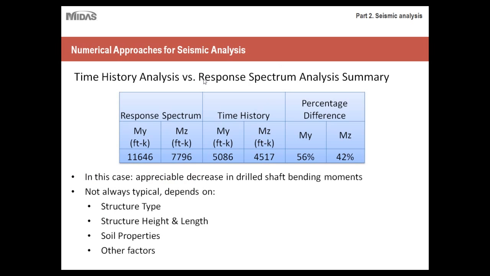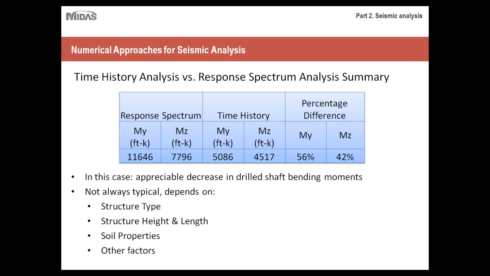So ultimately, here are the final results of his experiment. Here are the results of the response spectrum analysis. For one of the pile foundations, it was within this range for the moment in the Y direction and the Z direction. Whereas with time history analysis, as you can see, the moment was considerably less, by about 56% for moment in the Y direction and 42% for moment in the Z direction. So what exactly does this mean?